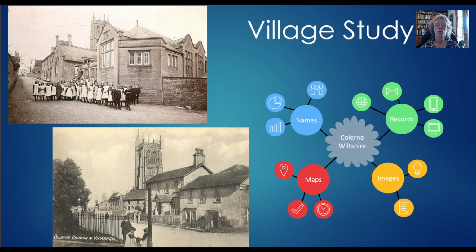Now we all know that a one-place study involves a wide selection of records, and keeping track of your research and knowing what records you have already searched can be difficult. Now, you can use a spreadsheet and that may well work for you, but personally I find a mind map is a better solution, and I would suggest you give it a go. So let's take a look at a mind map I've created to help with a village study project.